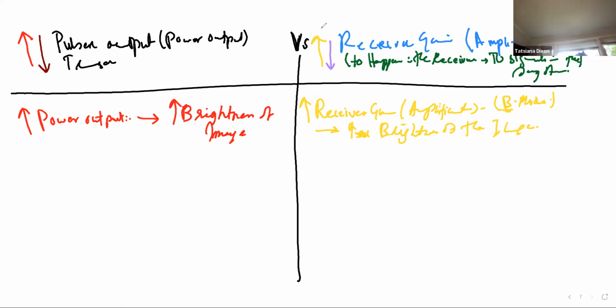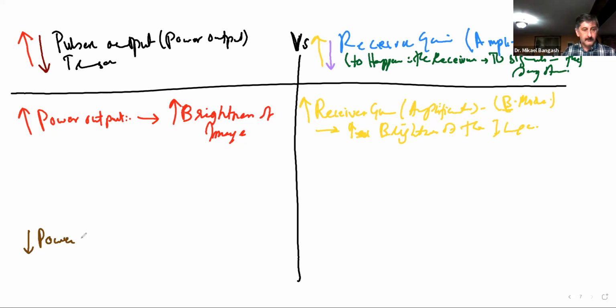Yes. On the other side, if we send out a pulse with a lower power output, what would that do? And please keep in mind that in this case we are not adjusting the amplification. But if we reduce the power output, what that generally leads to is a reduced brightness of the image. So by reducing the power output, we can reduce the brightness of the image.